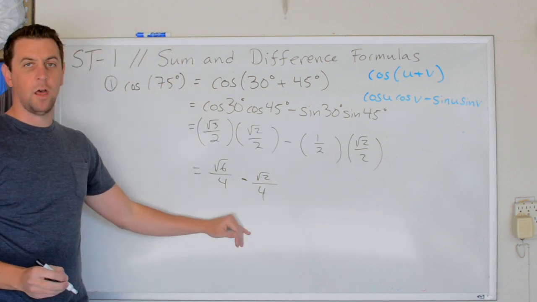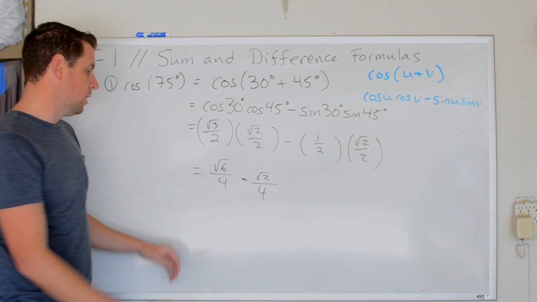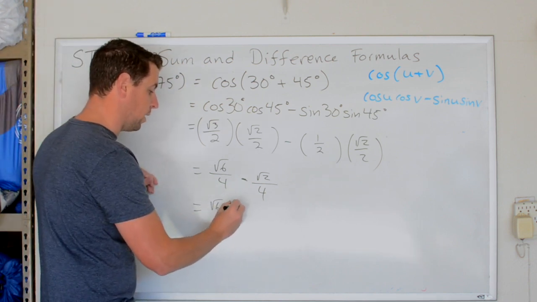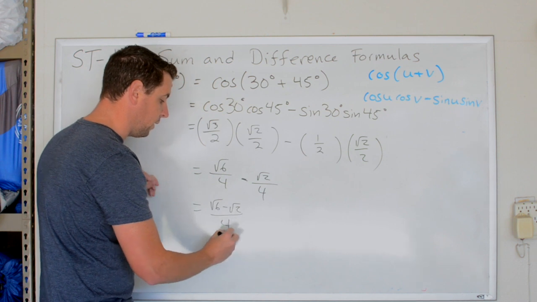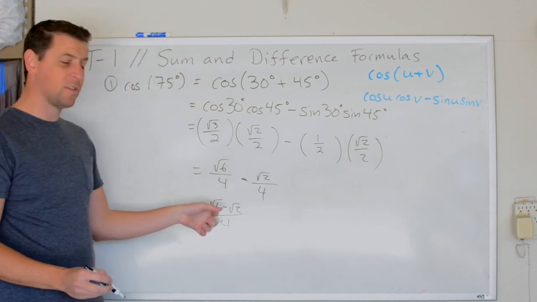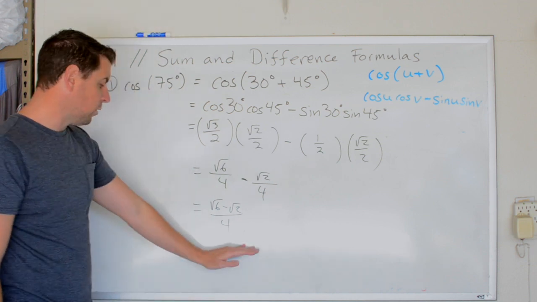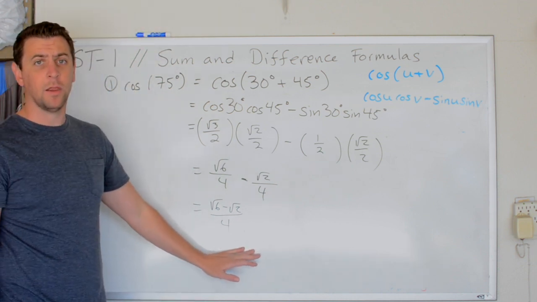If we have a common denominator, we can add and subtract fractions. When we do that, we just subtract the numerators in this case. So I get radical 6 minus radical 2, all divided by 4. Every once in a while you'll see people factor out a radical 2. We don't need to do that. I'm totally content with our answer stopping right here.